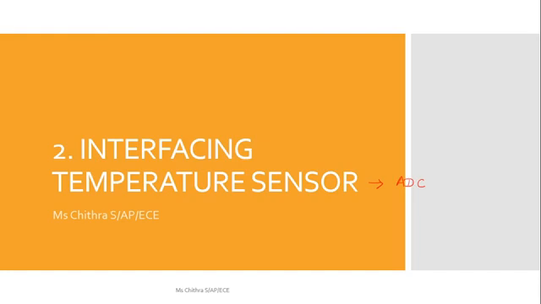So talking about the components that we are going to use in this experiment. If we take the hardware, the first thing that we'll be using is the LM35 temperature sensor. The second thing is your ARM, which is ARM LPC1343. So only these two hardware components we are going to use. We are going to interface the temperature sensor to the ARM processor.